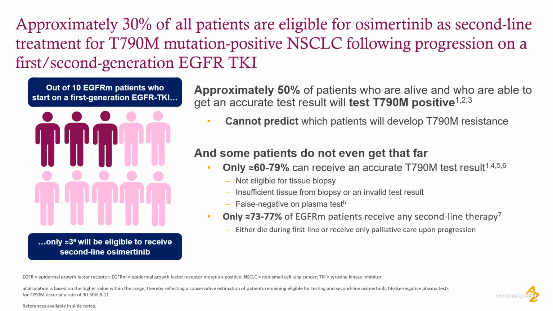Approximately 50% of patients who are alive and who are able to get an accurate test result will test T790M mutant positive. And some patients do not even get that far because only 60 to 79% can receive an accurate T790M mutant test result. One, not eligible for tissue biopsy, or they are reluctant to go for tissue biopsy again, and some have insufficient tissue from biopsy or an invalid test result. We don't know how the test was done.